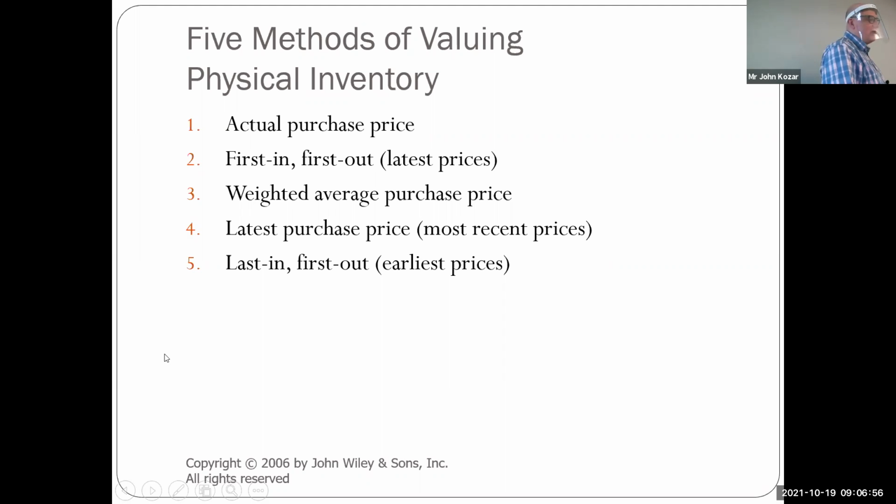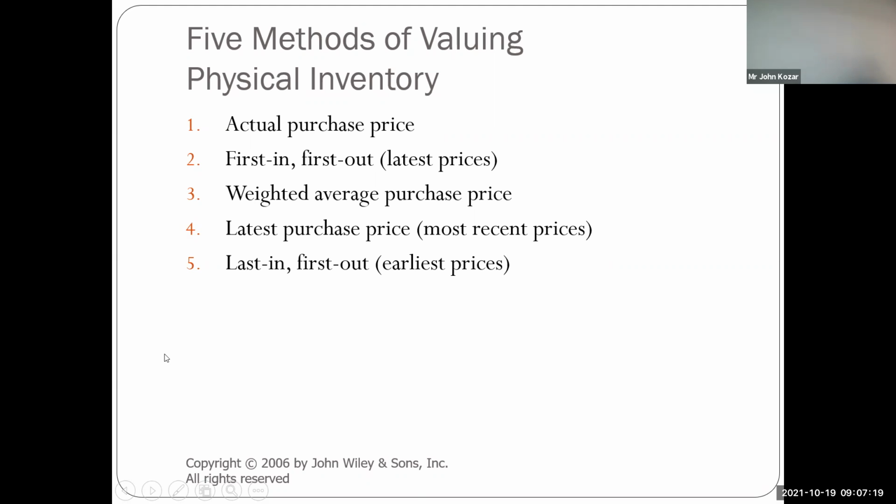Weighted average purchase price is a little more complicated. If you buy things every week, you can go ahead and say I bought 3 cans at $7 this week, and then I bought 8 cans at $6.50 the next week, and do it for all 4 weeks in the month.